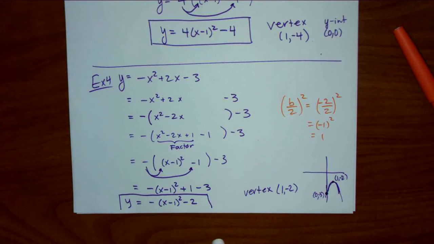Question? So a negative in front factors out just like as if it was a number. Okay, so we're going to start 2.6.